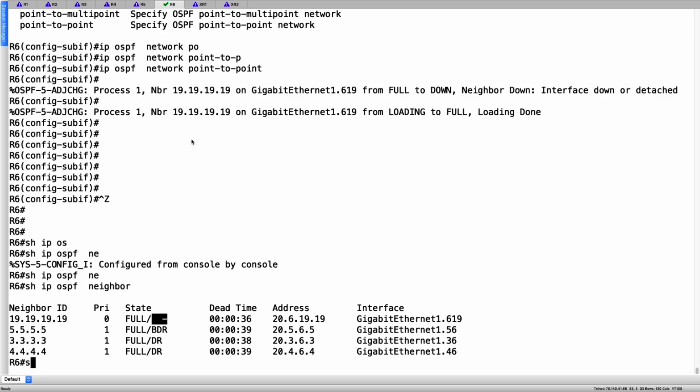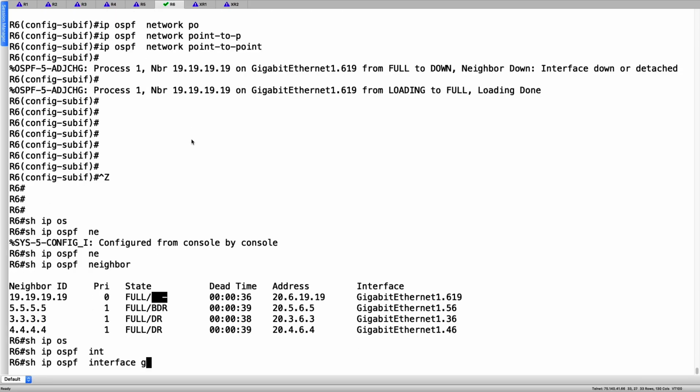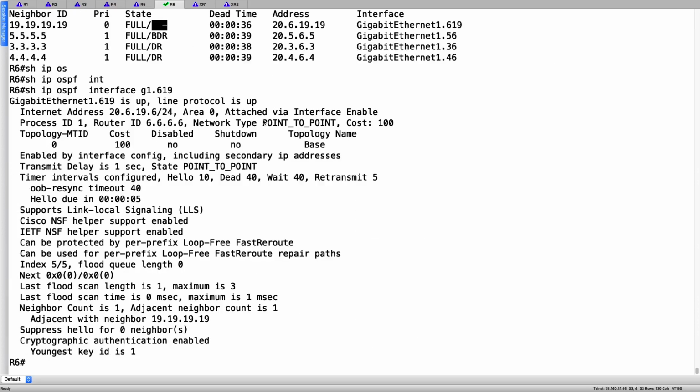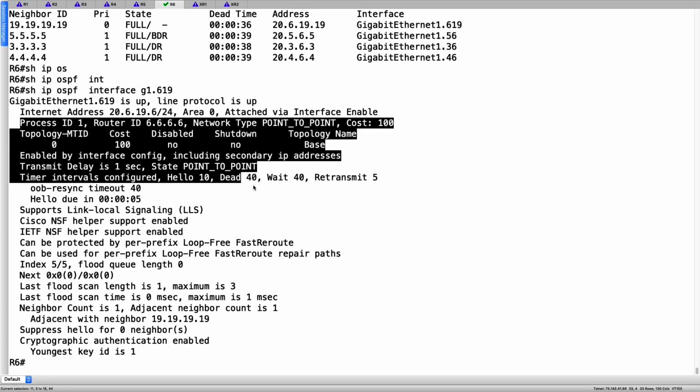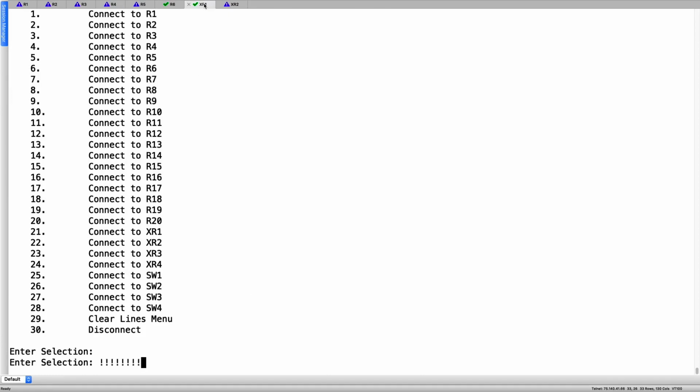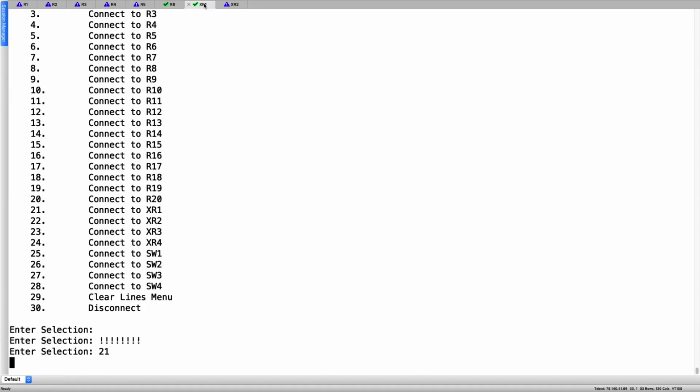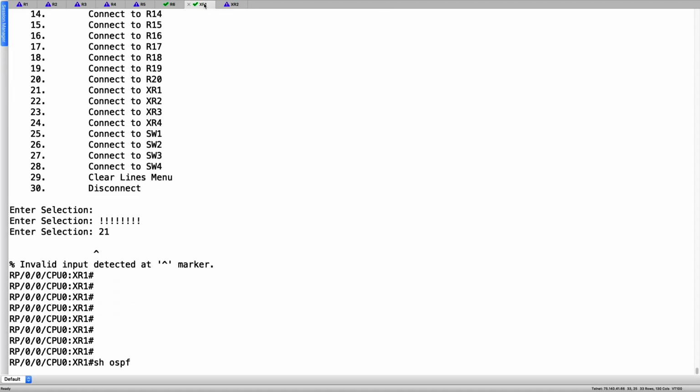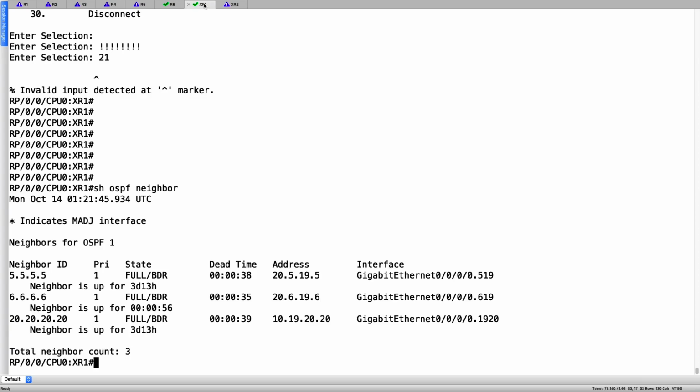And if I look back at show IP OSPF interface gig 1.619, you would see that my network type has now changed to point to point. Hello and dead is still 10 and 40. And there is no DR being elected. If I look back at IOS XR1 and do a show OSPF neighbor, you can see that I still have my neighborship with R6, and IOS XR1 thinks that R6 is the BDR, but there is no DR on that segment. So obviously, I would not learn any routes from that neighbor.